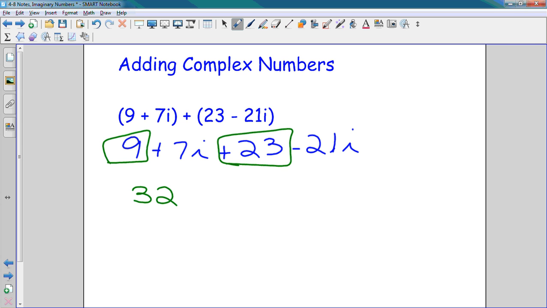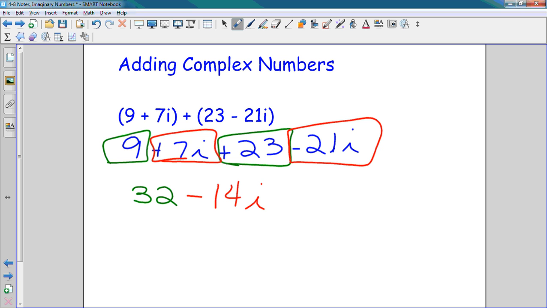This is not on there. You just need to write this again on the side or on a separate sheet of paper. Okay, and then I have 7i minus 21i, which gives me negative 14i. Is this written in the right form? Do I have my real number first and my imaginary number second? Yes, so this is a complex number. I could actually graph that.